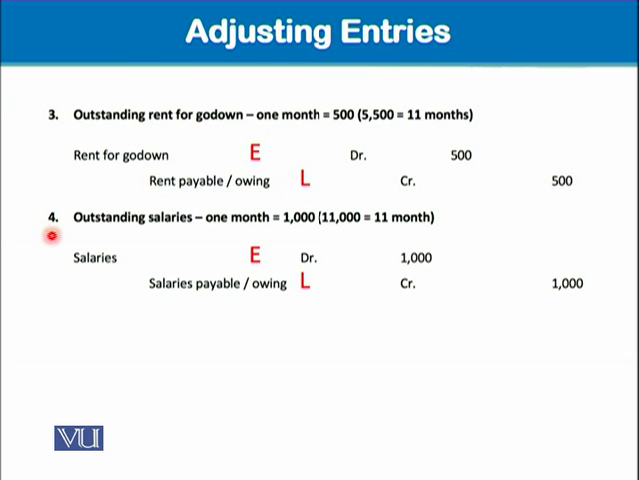Okay. Next comes outstanding salaries for 1 month. Again, salaries paid during the year are 11,000, representing 11 months. 1 month's salary is due, so that 1 month is equal to 1,000. Salaries as an expense debit and salaries payable as liability credit 1,000. Okay, so these two accounting entries were pretty much easy, but logical calculation is required to work out the 1 month expense which is still payable, in both these cases.